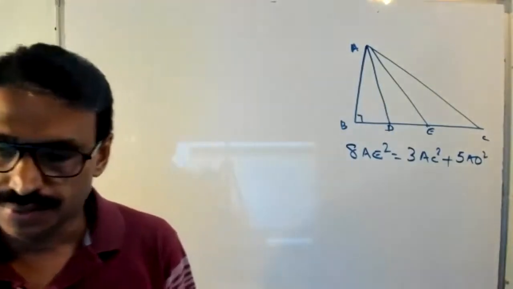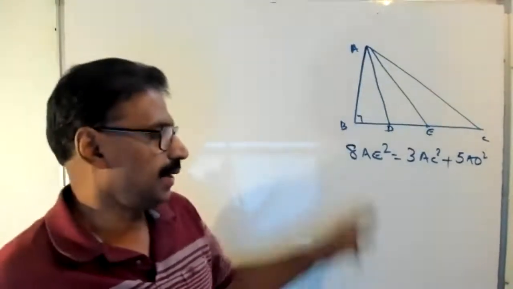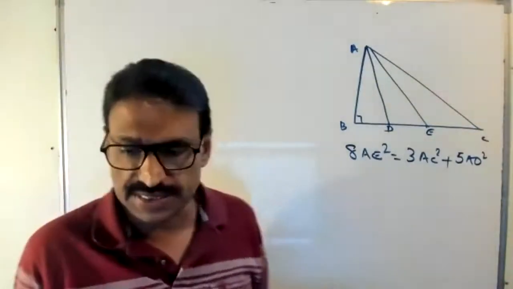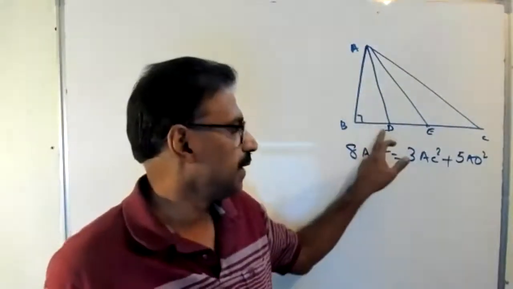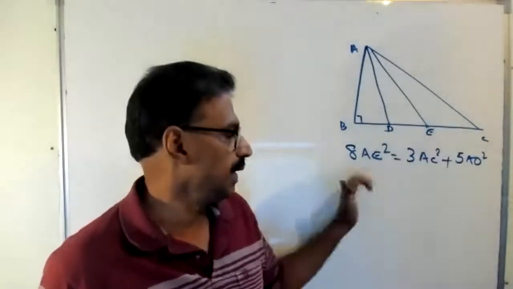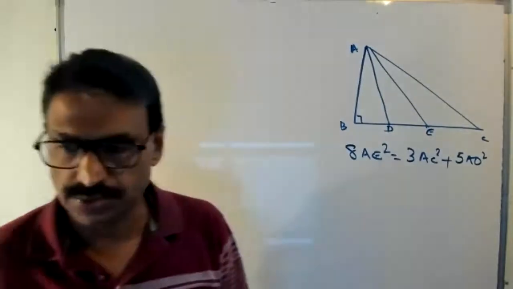Once again, in triangle ABC, angle B 90 degree, D and E trisect BC. Trisect means what? BD equal to DE equal to EC. Show that 8A square equal to 3AC square plus 5AD square.